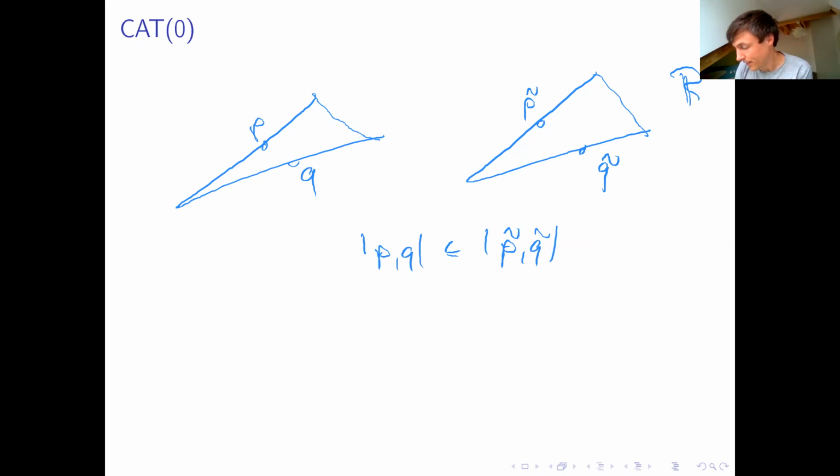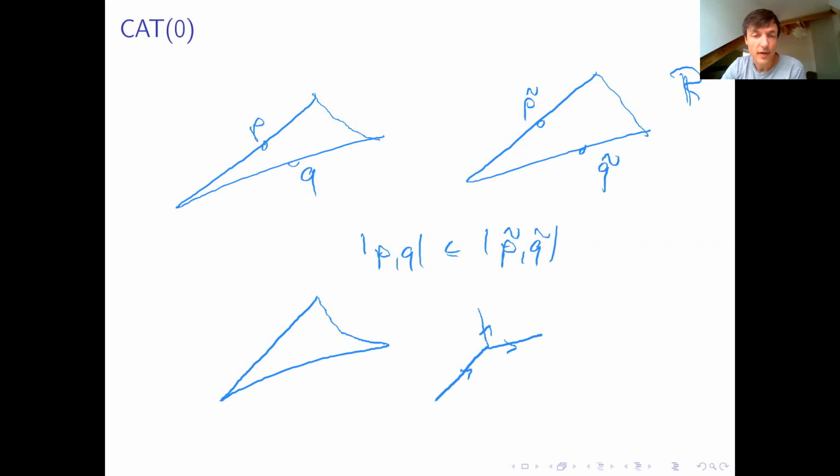So triangles in these spaces look somehow slim. At least they can look slim. They can even look completely degenerate like this. In this case, we see a branching geodesic, which would be the extreme case.